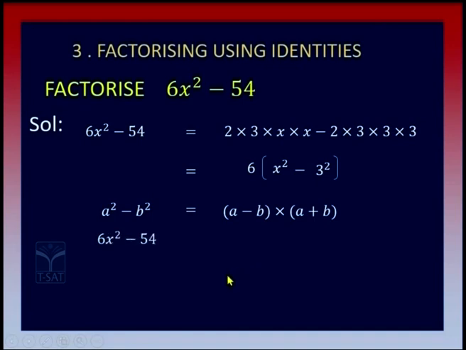So 6x square minus 54 is written as 6 into x square minus 3 square, and this x square minus 3 square we can write as x minus 3 into x plus 3. So the answer is 6 into x minus 3 into x plus 3.